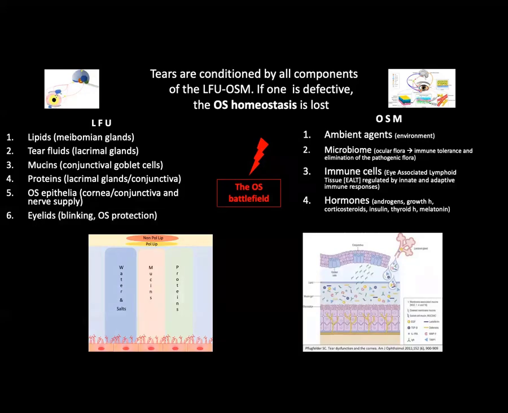Diagnostic tests help us to make the right diagnosis, and so we must examine all components. The lipids, and so the meibomian glands, the tear fluid, so the lacrimal glands, mucins, the conjunctival goblet cells, the proteins, so lacrimal glands and conjunctiva, but also the ocular surface epithelia with cornea, conjunctiva, and nerve supply, and the eyelids for blinking and ocular surface protection. But then we must consider ambient agent, microbiome, immune cells, hormones.